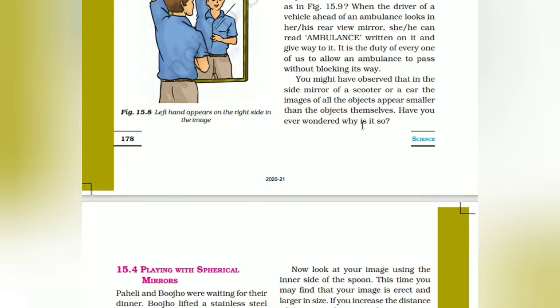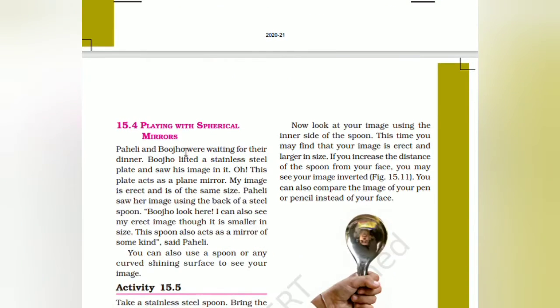Playing with spherical mirrors. Paheli and Bojo were waiting for their dinner. Bojo lifted a stainless steel plate and saw his image in it. Oh, this plate acts as a plane mirror. My image is erect and of the same size.